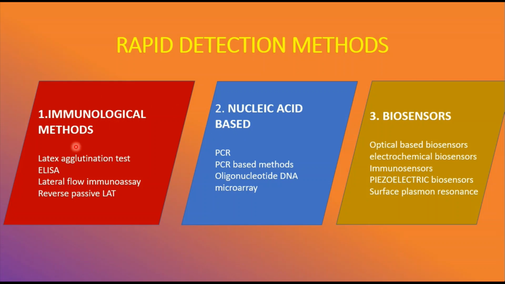Under the immunological methods, we have the latex agglutination test, ELISA, lateral flow immunoassay, and reverse passive latex agglutination test. Coming to the nucleic acid based, we have PCR, that is polymerase chain reaction methods, then oligonucleotide DNA and microarray, that is DNA microarrays. Then for biosensors, we have different types used in detecting pathogens: optical based, electrochemical based, immunosensors, piezoelectric biosensors, and surface plasmon resonance biosensors. Out of all these, we are going to discuss a few of each type now. Let's begin with the first one, that is immunological methods.